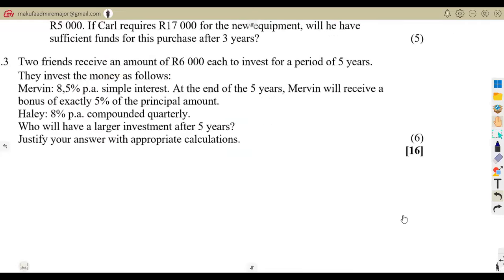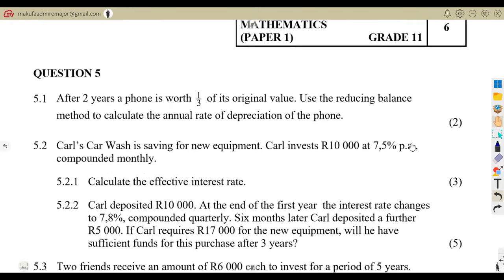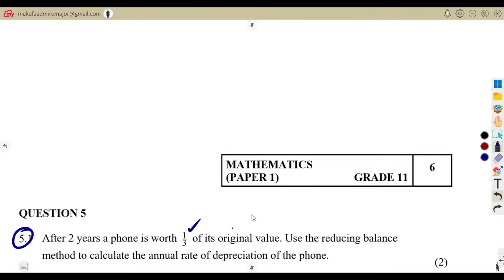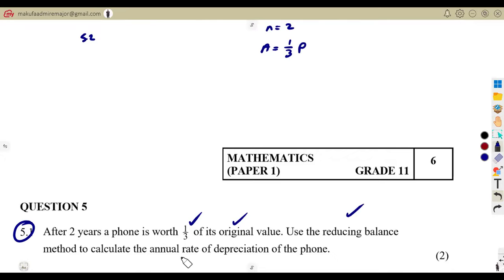All right, let's consider question number 5, which is another very, very important part, finance. They were given that the item is worth a third of its original price, meaning to say, after 2 years, the amount is going to be equal to a third of the principal, which is the original price. Use the reducing balance method to calculate the annual rate of depreciation. What would be the annual rate of depreciation using the reducing balance method? So that is what you're given.